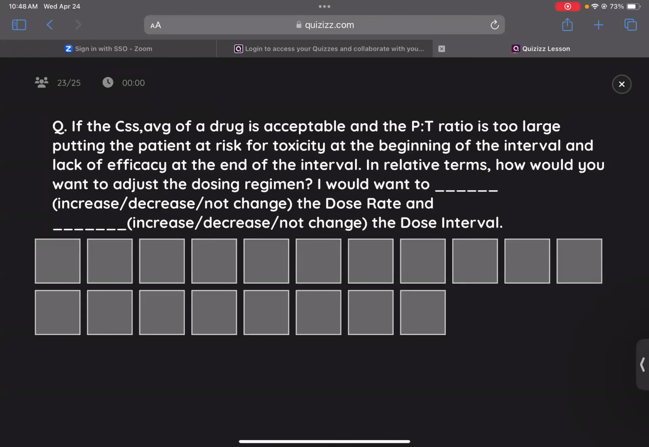If the CSS average of the drug is acceptable, are we going to change the dose rate? Right away, say no change in dose rate. But the peak to trough ratio is too large. Can we change the slope? No. What can we do? We can chop it up into smaller pieces, more like a constant infusion, however you want to look at it. You can think of the picture: for the peak to trough ratio, you're going to chop it up into smaller pieces, which means your dose interval is going to decrease.